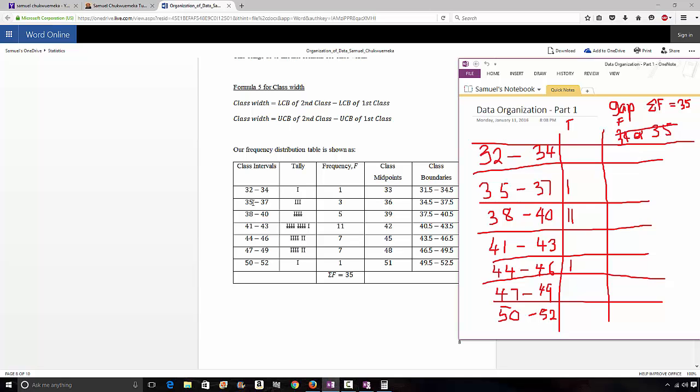So you see that for the second class, it still gives you 34.5, which shows there are no gaps. Okay, no gaps. So let me repeat again. Upper class boundary of a class is the average of the upper class interval of that class and the lower class interval of the next class, while the lower class boundary of a class is the average of the lower class interval of that class and the upper class interval of the previous class. So do you now see why I couldn't find the lower class boundary of the first class immediately? Because I don't know what the previous class is.